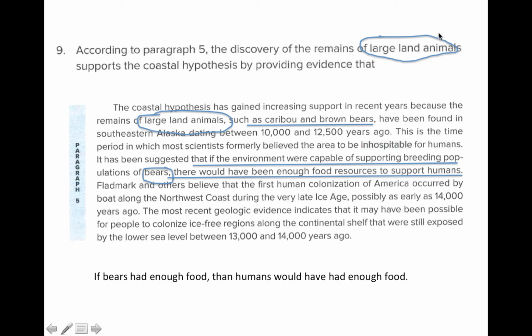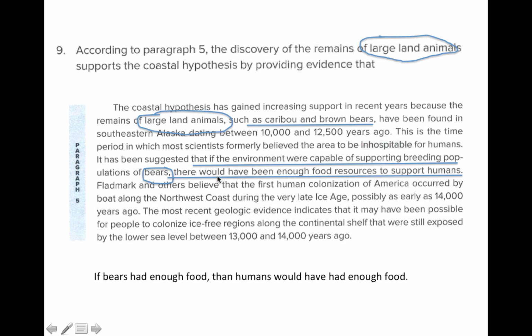This is a great question demonstrating using the focus phrases to eliminate the parts of the paragraph that are not useful to you in finding the correct answer. So the discovery of large land animals supports by providing evidence that, well, let's look for large land animals. It's here, right? It gives us a little bit more information about which animals we're looking for, brown bears. We then take that and use it as a focus phrase to scan down to here.